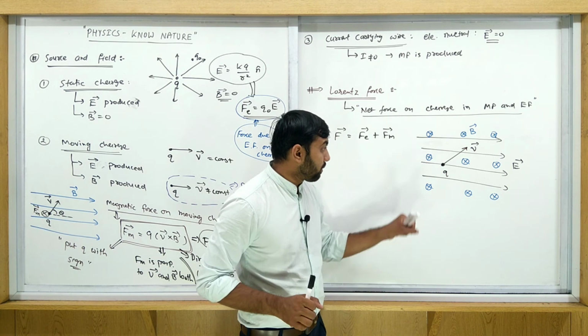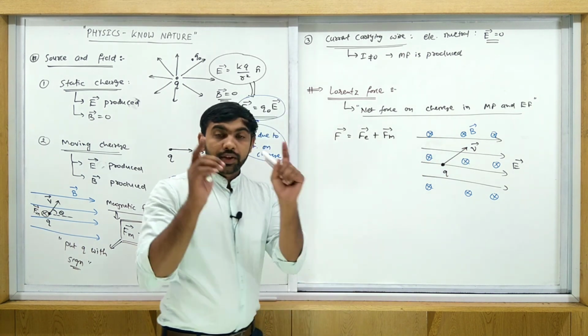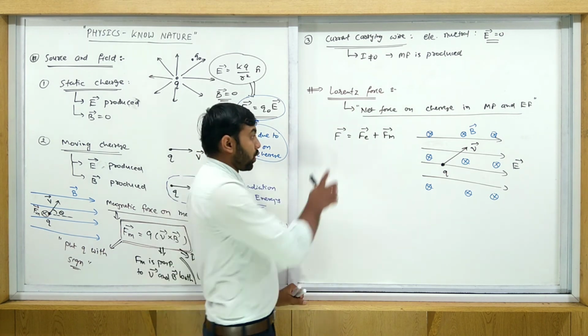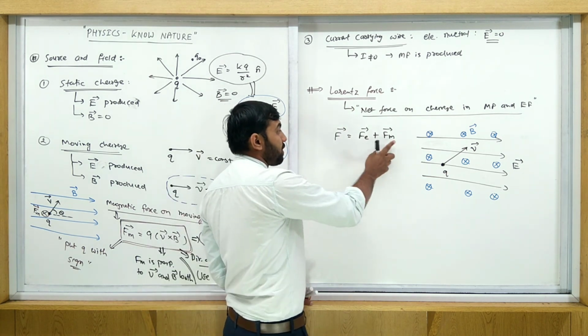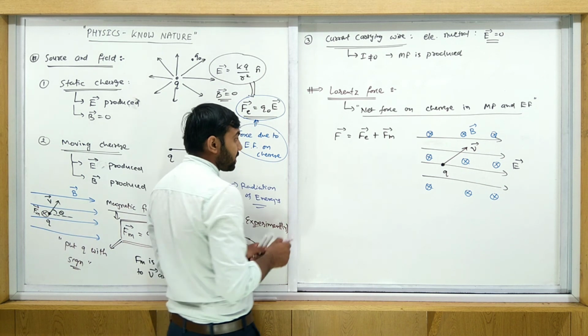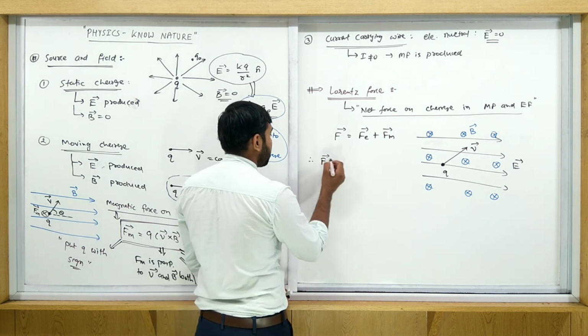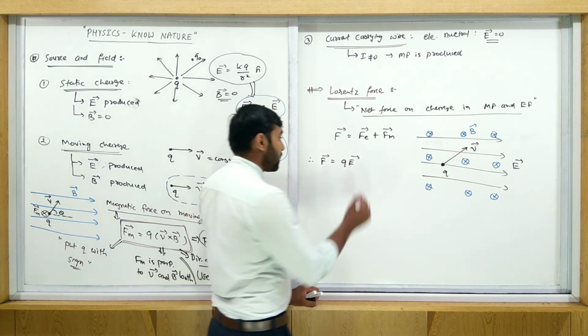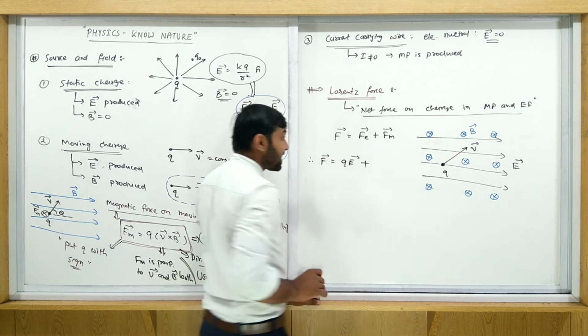Force due to the magnetic field as well as force due to the electric field, and this net force on the charge is given as the Lorentz force. So Lorentz force F is equal to Fe plus Fm. तो आप इसका आंसर कैसे लिख सकते हो? देन F is equal to Fe, तो ऑलवेज क्या होता है? QE होता है.